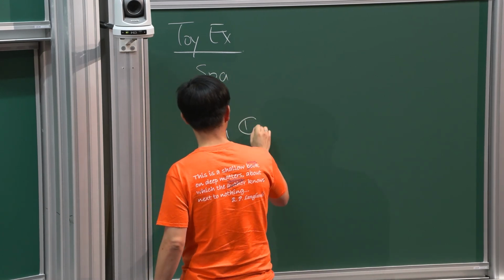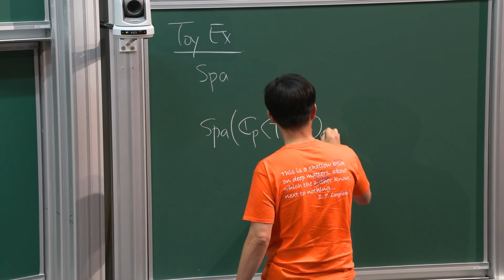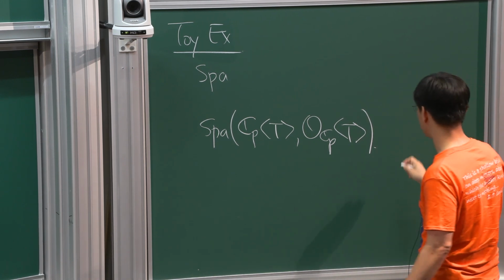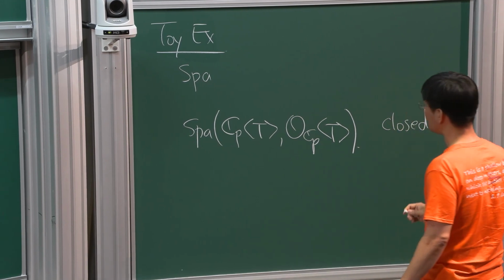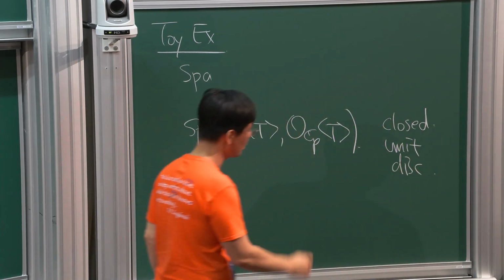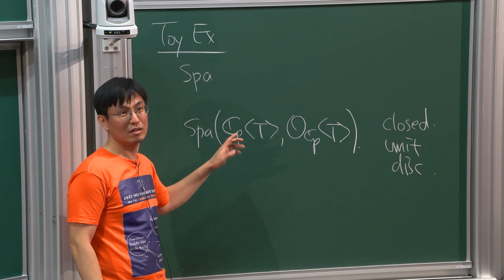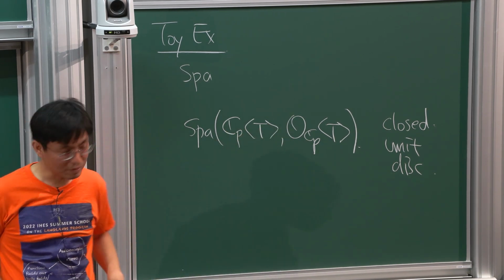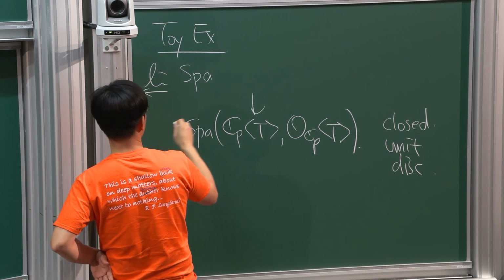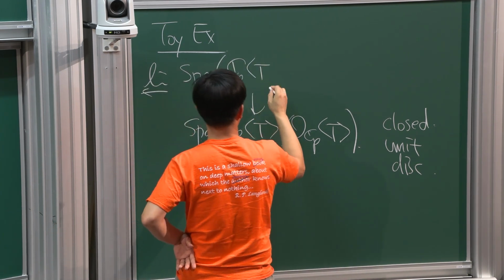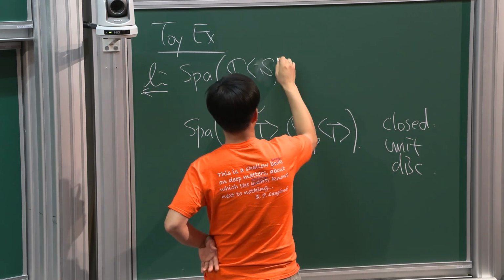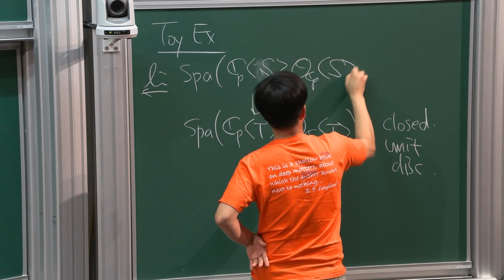So I have this adic space, Spa(C_p<T>, O_{C_p}<T>), and whatever I wrote down, it's meant to mean the closed unit disk in p-adic geometry. So basically you're writing down a power series converging on a closed unit disk. That's what I'm doing. And then you can take some sort of limit. I'll use a different variable.